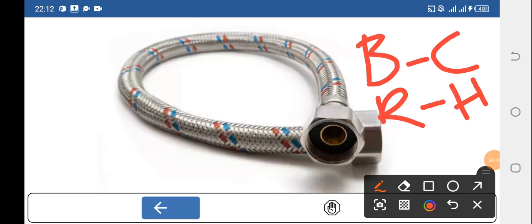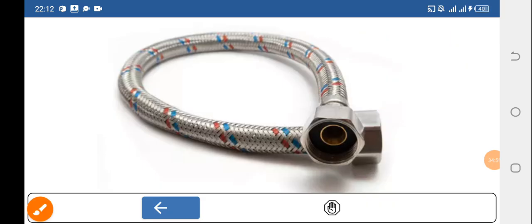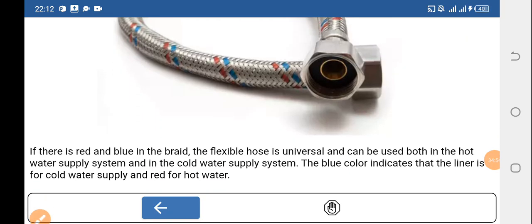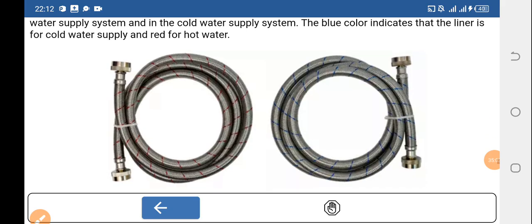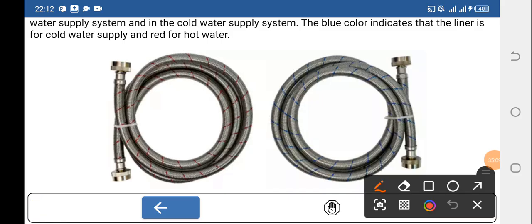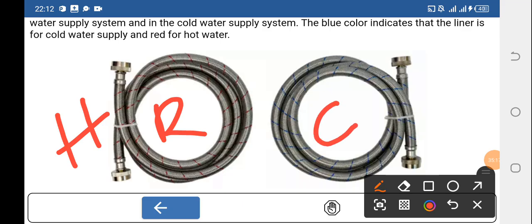So this is what we should know: the color codes of the flexible connector. The blue color indicates that the liner is for cold water supply, and red for the hot. As you can see, there are two. Here it is specifically for two color codes. This one is red, meaning hot, and this one is blue, meaning cold. So blue is cold and red is hot.